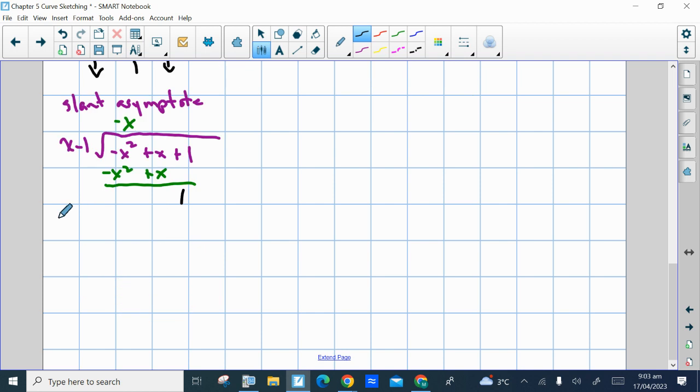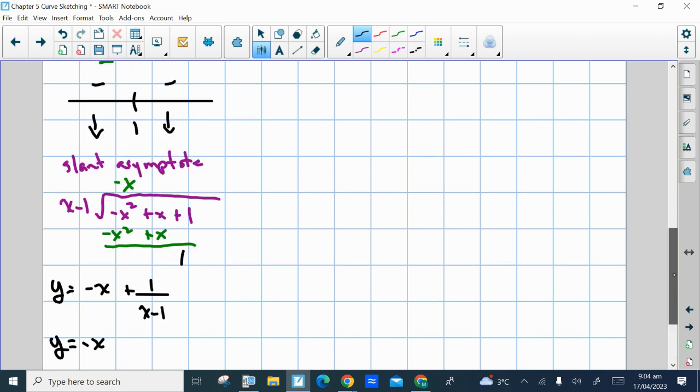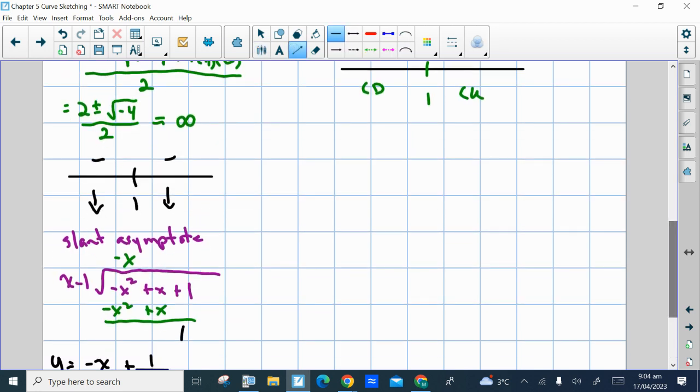So the quotient, the answer, is y equals negative x with the remainder of plus 1, which is, again, a fraction of the original divisor. That last term, as x gets larger and larger, 1 over x minus 1 will get smaller and smaller. It'll approach 0, and our slant asymptote is at y equals negative x. So now we have everything we need in order to sketch our graph.